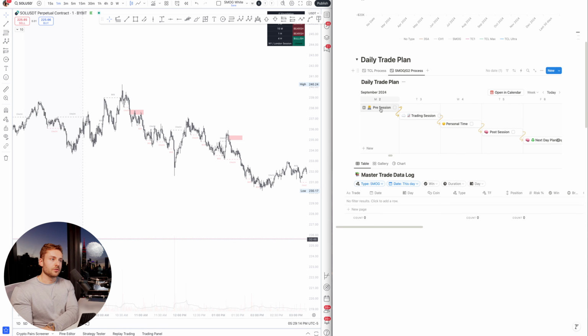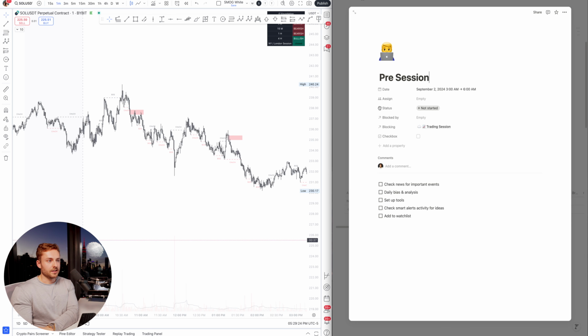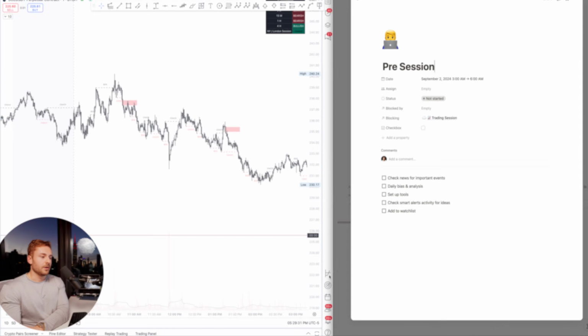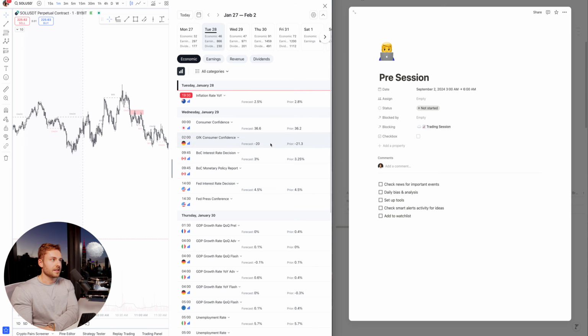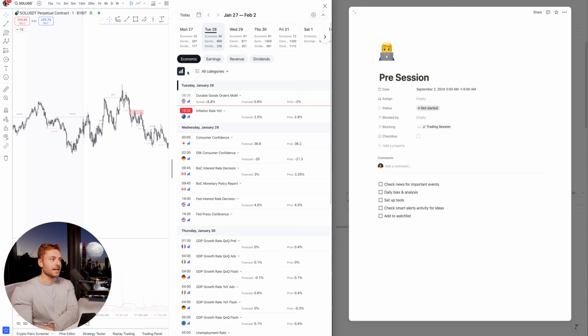So the next thing that I like to do is follow my pre-trading and post-session checklist. Say I'm trading my strategy with these smart money concepts. The first thing that I'm going to do is come in here and check for news or important events. The way you can do this is by clicking on this calendar here on TradingView, and you can filter on this button, which is showing us only high important events.